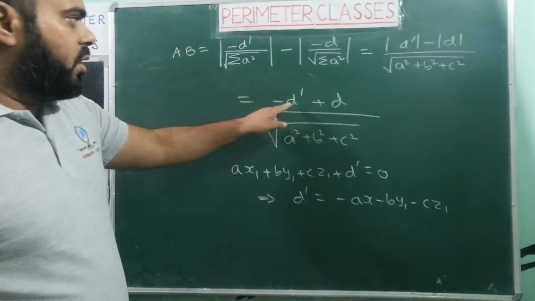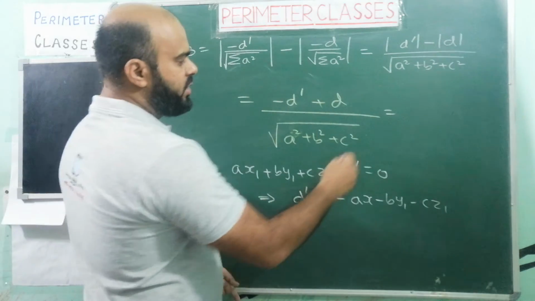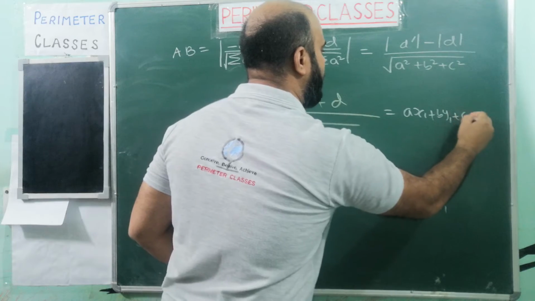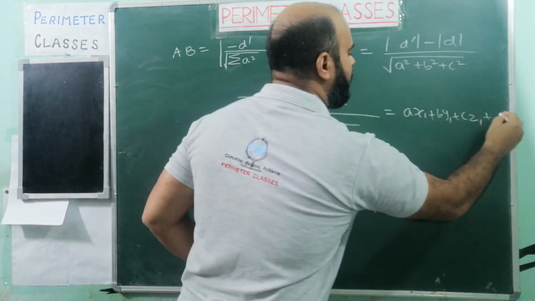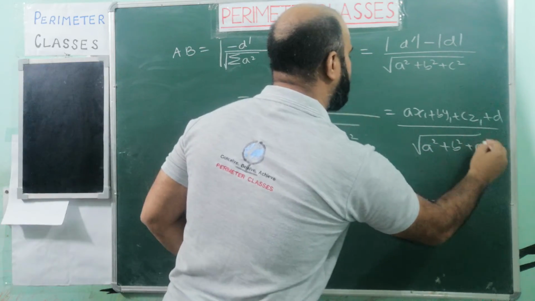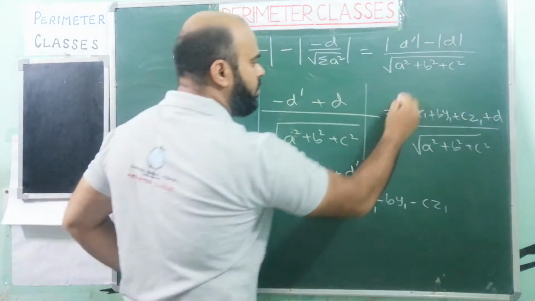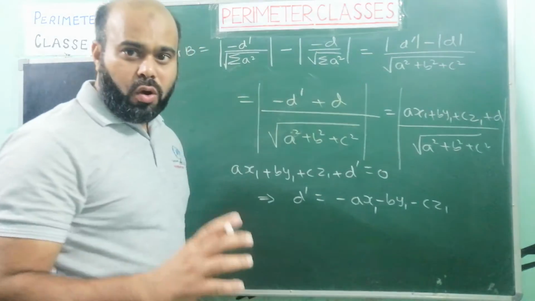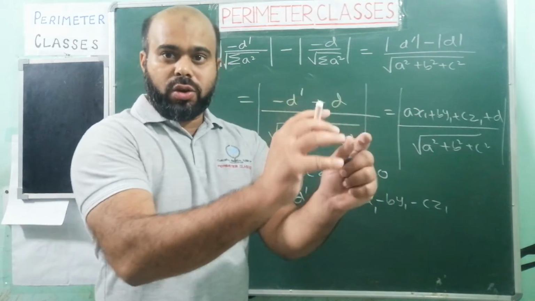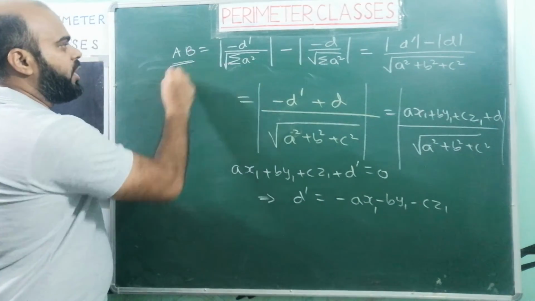So we can substitute d dash like this, and we will get minus d dash as ax1 plus by1 plus cz1 and plus d upon root over a square plus b square plus c square. And in the end, don't forget to put a final mod, because the overall value of the length of the perpendicular has to be positive. So in case the overall value comes out to be negative, you will take a magnitude of that. So this is actually AB.